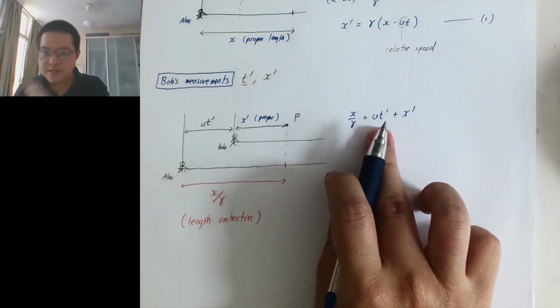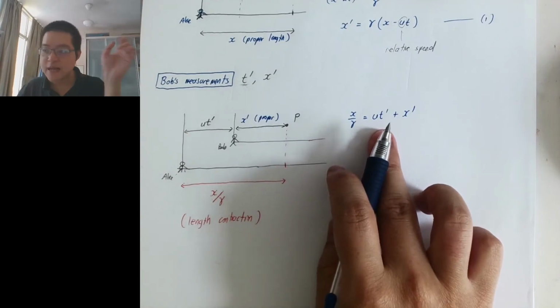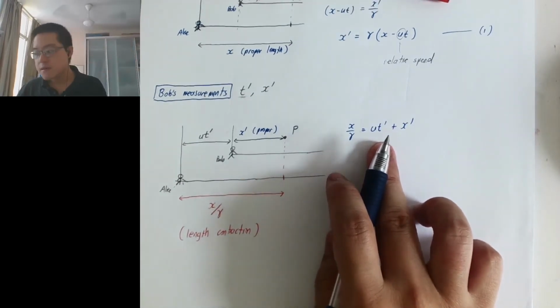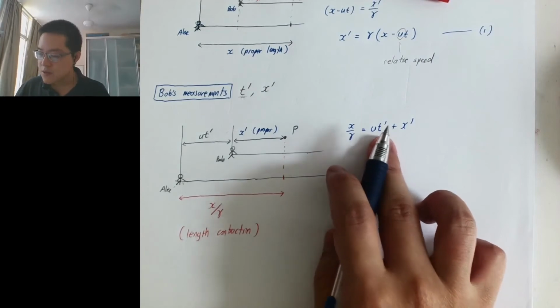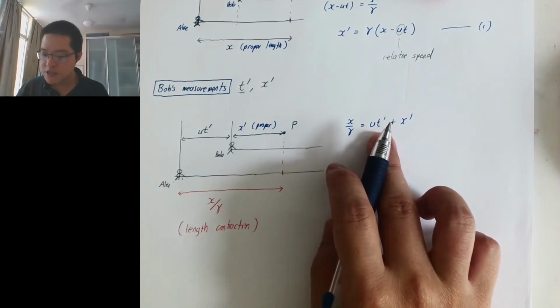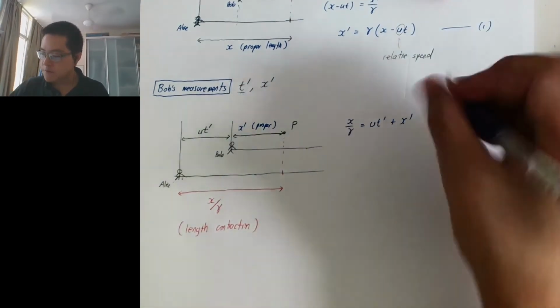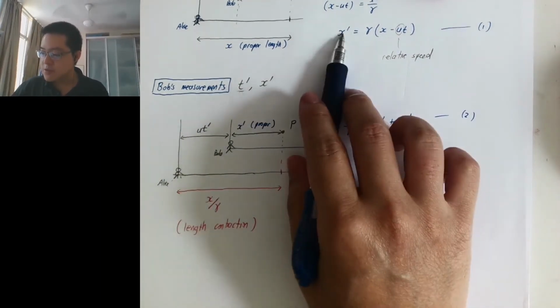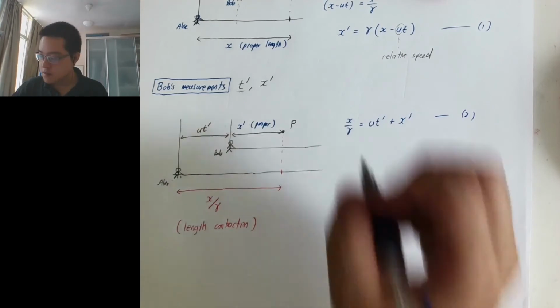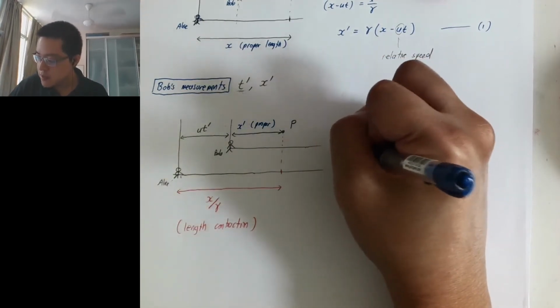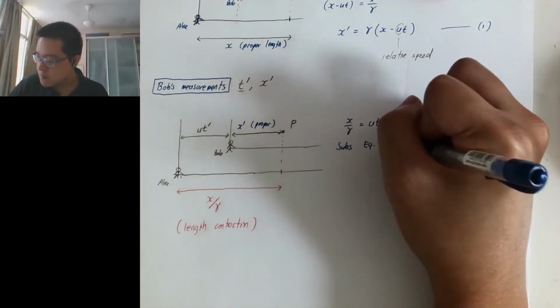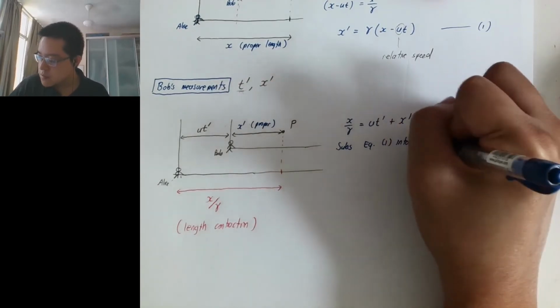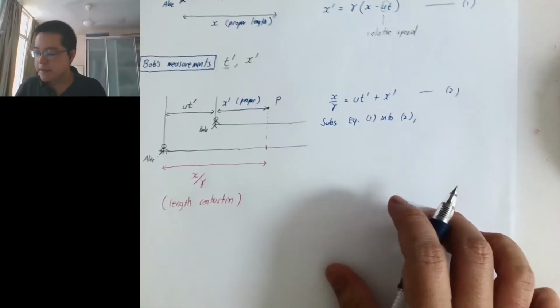See, I must not say they are the same. I need the t prime to be different. I need the relation between t prime and t. That's what we want to do. So I've got these two relations now, and let's call this equation 2, because I'm going to substitute the x prime into here. So I'm going to substitute equation 1 into 2, and let's see what we get after substitution.